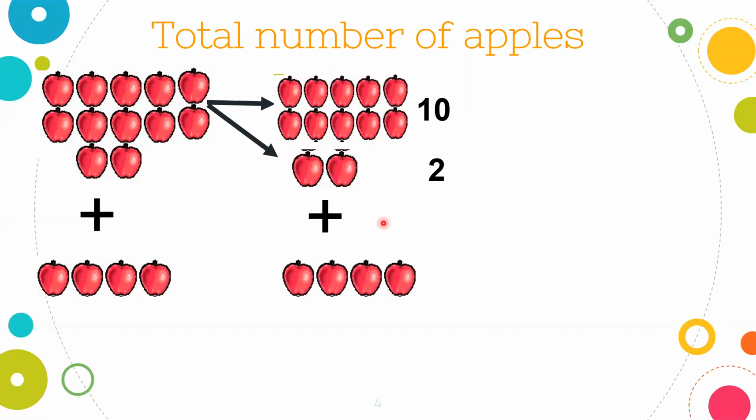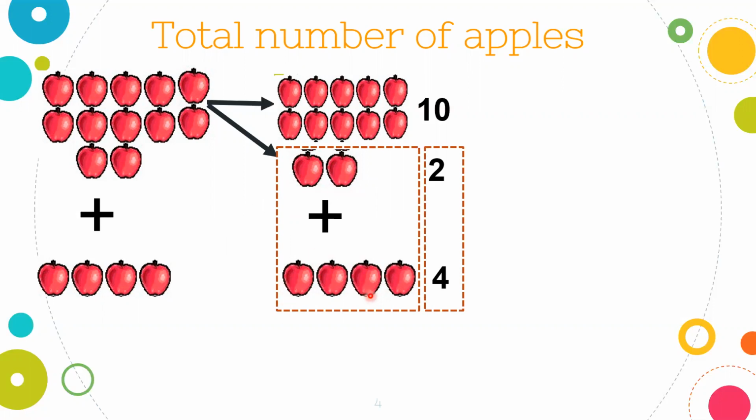When we have to add 4, first what we will be doing is, we will be combining 2 and 4 to see how many apples we get. Along with 4, we will be adding 2. 2 plus 4. It will give us how many apples? Can you count? This is 4. This will be 5, 6. We will get 6 apples.